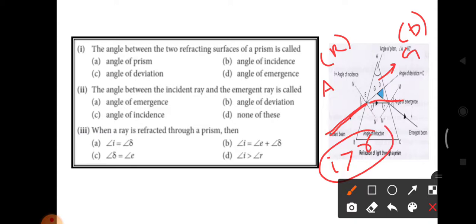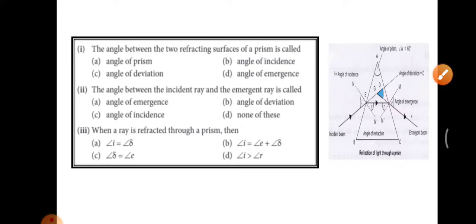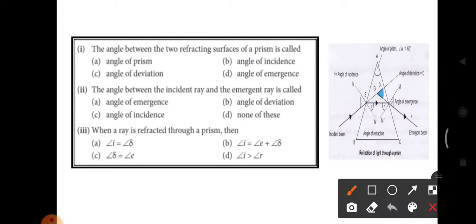This concept we already learnt in chapter number 10. How? If you take rarer medium and denser medium, this is an incident light, this is a normal line. So when the light travels from rarer medium to denser medium, it bends towards the normal. So comparing to the angle of incidence, the angle of refraction is always less. So when a ray is refracted through a prism, option D is the correct answer. The angle of incidence is always greater than angle of refraction because the light travels from rarer medium to denser medium.